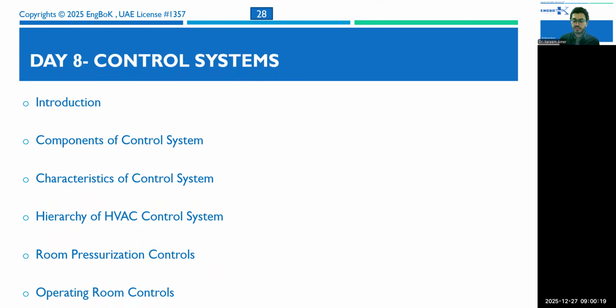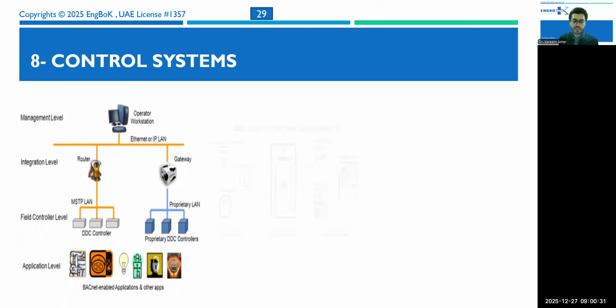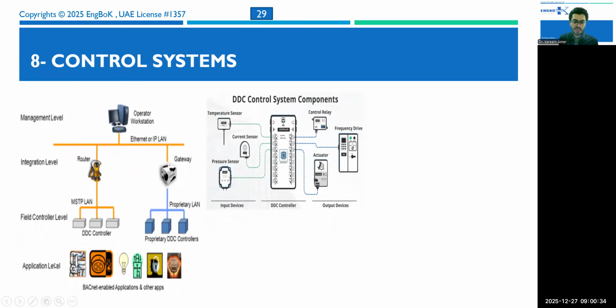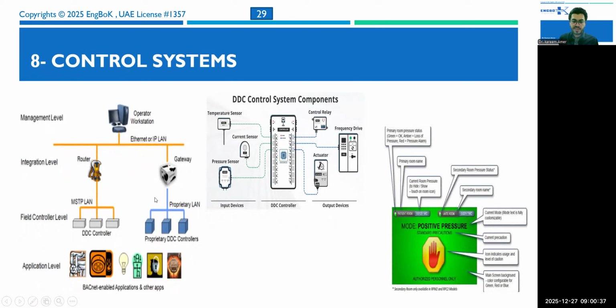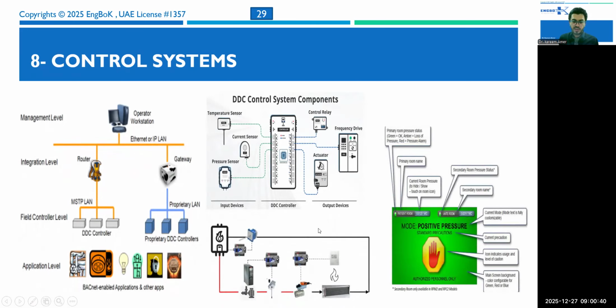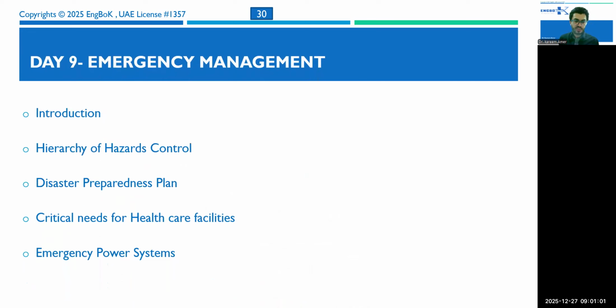Day number 8 about control system basics, about components, hierarchy of control from management level to field device level. Input, output, either binary, digital, or analog. Room pressurization control and operating room control. Here's the hierarchy: management level, automation level, application level, field control level, BACnet as per ASHRAE standard. Components of a control system starting from sensor input, actuator, output, controlled variable, and so on. Different types of monitors for pressure, positive or negative, in order to alarm nursing about any default in the isolation rooms.